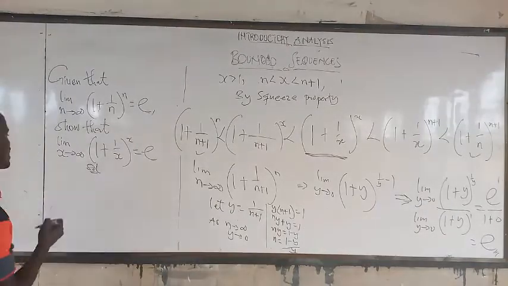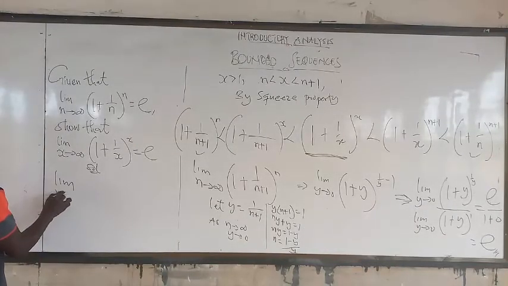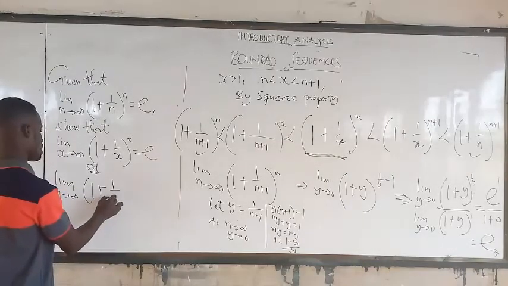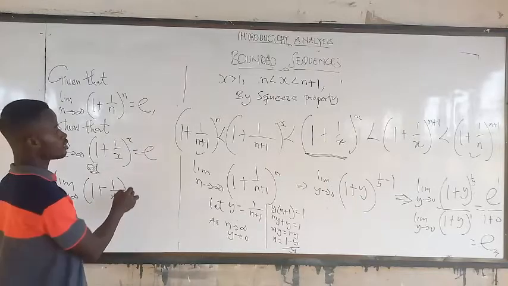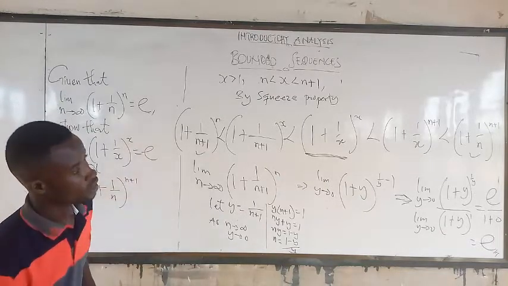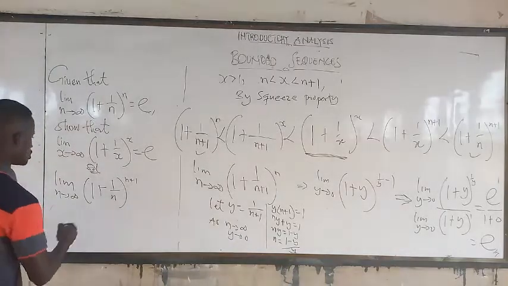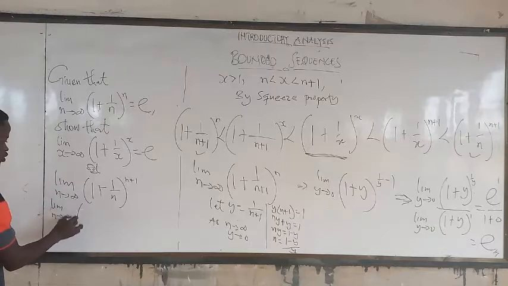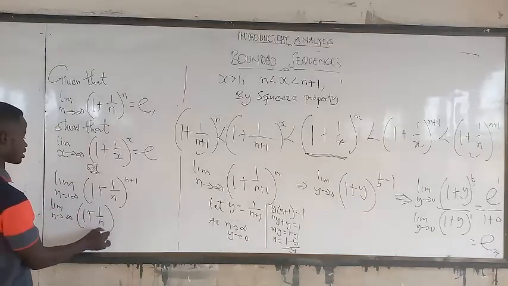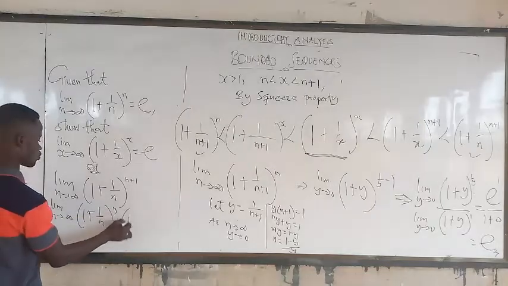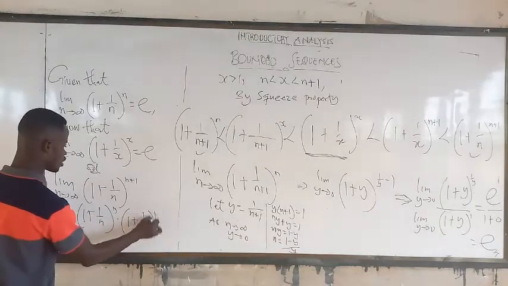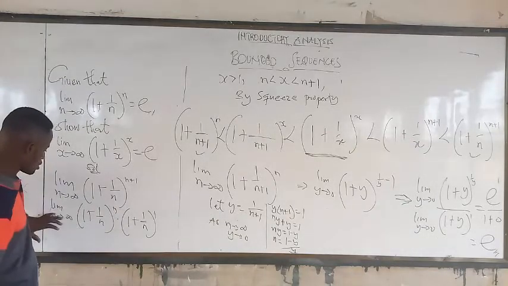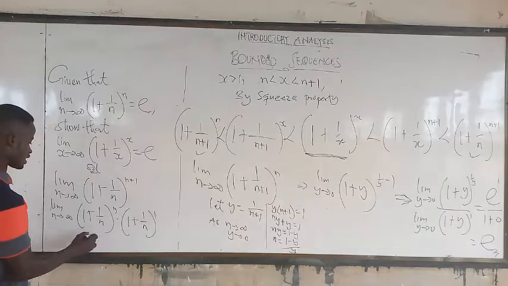We go and pick the one at the right: the limit as n approaches infinity of (1 + 1/n)^(n+1). Is that not so? Very good. So this is the same as the limit as n approaches infinity of (1 + 1/n)^n times (1 + 1/n)^1. Looking at only this, we know that we are going to get e.